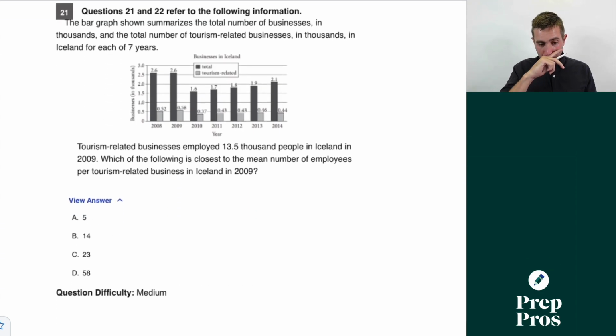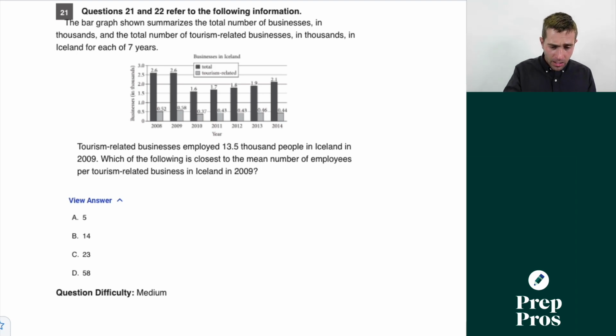Question 21. The bar graph shown summarizes the total number of businesses in thousands and the total number of tourism-related businesses in thousands in Iceland for each of 7 years. Tourism-related businesses employed 13.5 thousand people in Iceland in 2009. Which of the following is the closest to the mean number of employees per tourism-related business in Iceland in 2009?